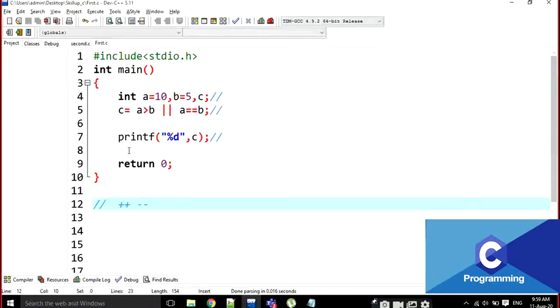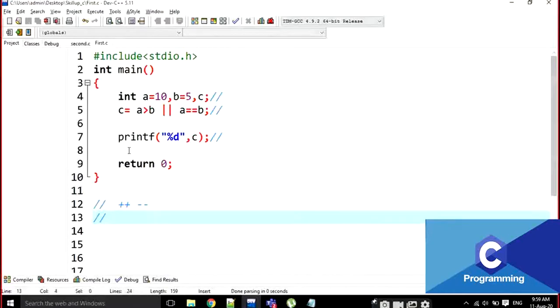It means a is equal to a plus 1, and a is equal to a minus 1. Are these arithmetic or not? Yes, these are arithmetic operations. The base root of these is arithmetic operators, no doubt, but there are some special properties and special working. That's why we are working with these as special operators.